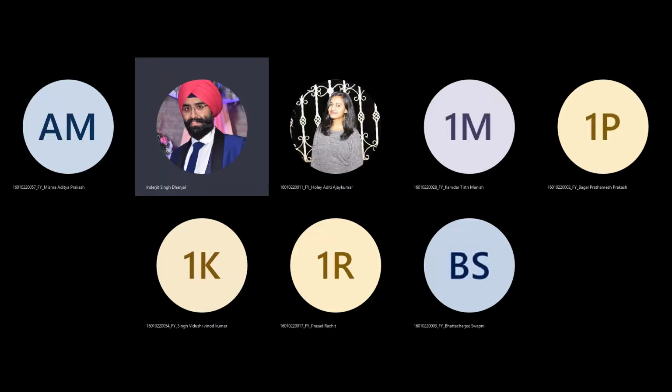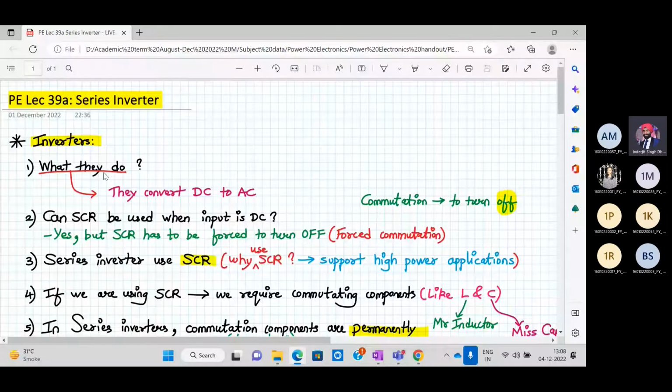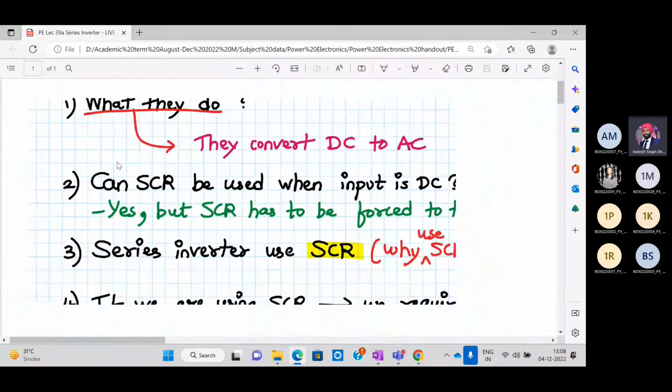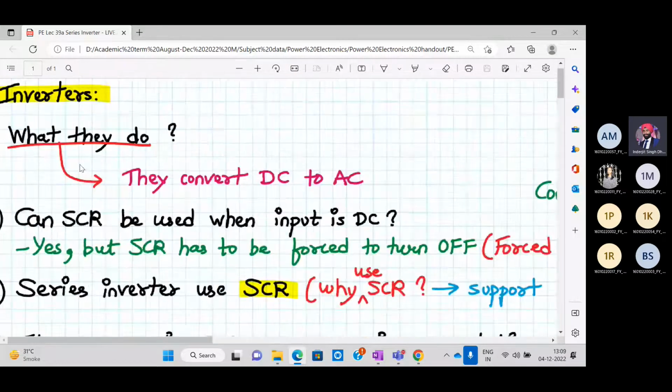Going to start with the series inverter topic, which I've covered briefly, but the audience was not enough. There were fewer students there. So let me revise what an inverter is. So what does an inverter do?